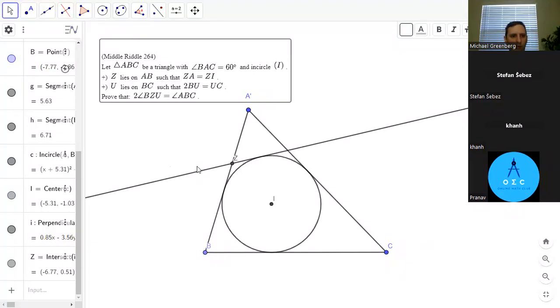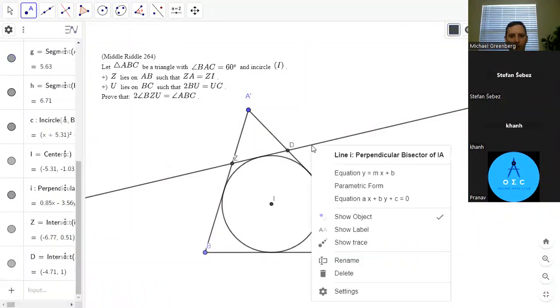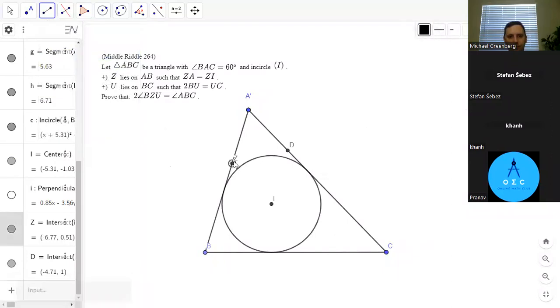U lies on, so for the time being, I'll just draw this line, which I think we might be able to prove. I think it might just be an angle chase, because if we draw this perpendicular bisector, then this is an equilateral triangle, and maybe it's just an angle chase to show that it's tangent.